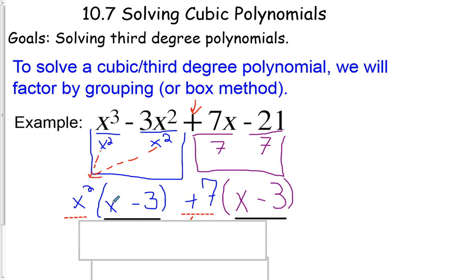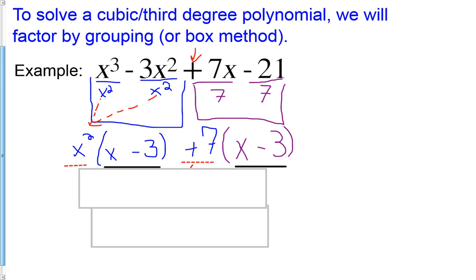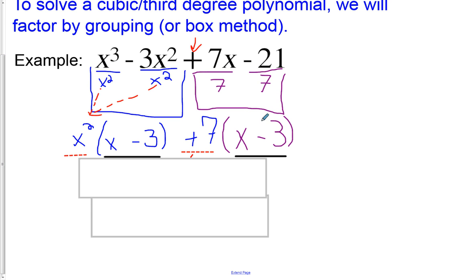And so now this is what we have. We've got x squared times x minus 3 from these two pieces, and we've got 7 times x minus 3 from these two pieces. Now, these pieces match. They need to match for us to continue factoring at this point, and they will for all problems I assign to you. So because they match, it's like we have x squared of piece x minus 3, and we have plus 7 of that same piece, x minus 3.